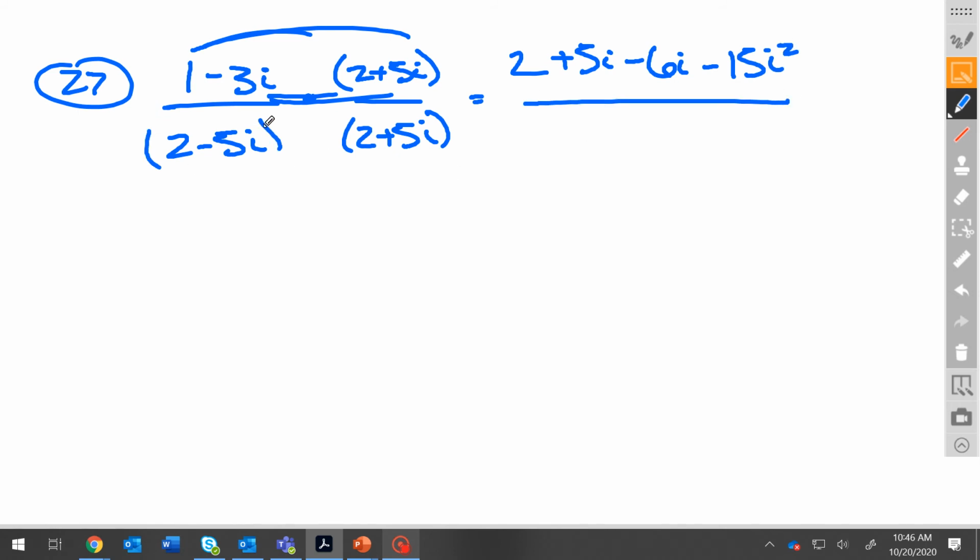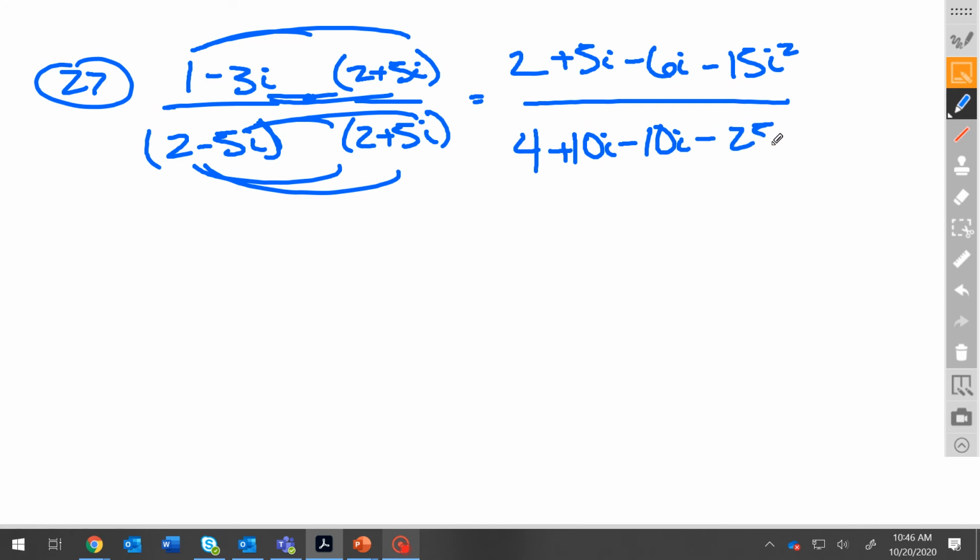Same thing in the bottom, so I'm going to use the distributive property. 2 times 2 is 4. 2 times 5i is 10i. Negative 5i times 2 is negative 10i. And negative 5i times 5i is negative 25i squared.